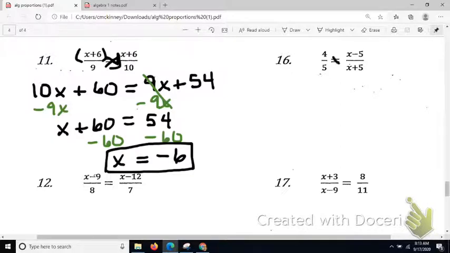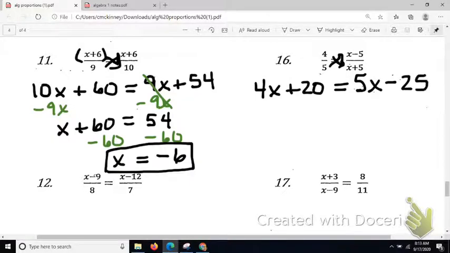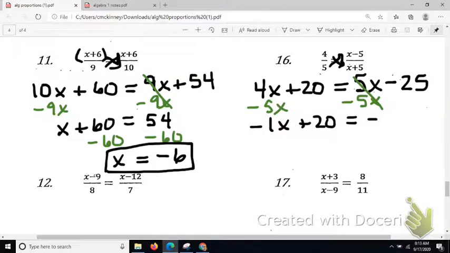So crisscross 4 times x plus 5. So that's 4x, 4 times the 5, plus 20. Now we're going to put the equal sign in the middle. That's important. If you forget that equal sign, things are not going to go well. Now we're going to crisscross the other way. 5 times x, 5 times negative 5. So 5x minus 25. I'm a creature of habit. I'm going to move this to the left, just because that's where I like it. Nothing magical. So negative x plus 20 is equal to negative 25.